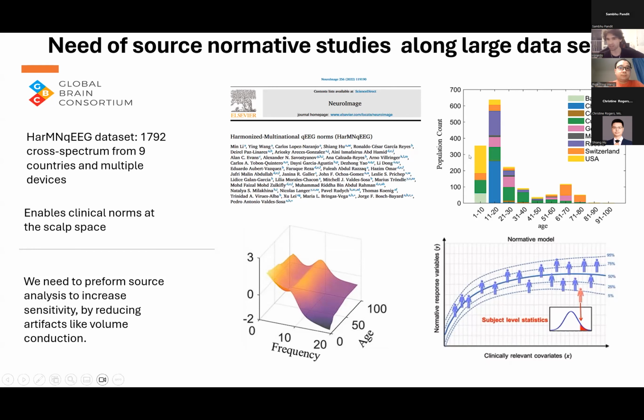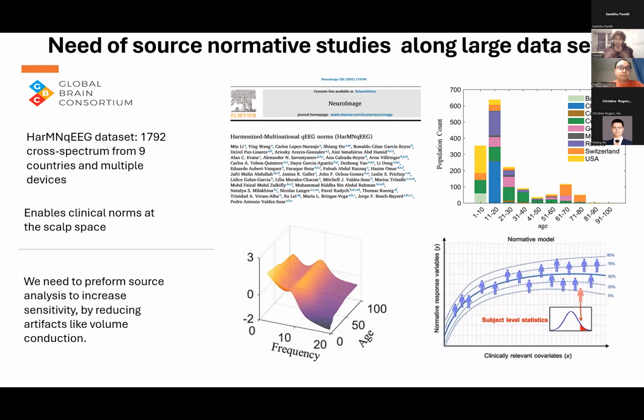We can see here on the right the histogram of the population distribution against age, and basically what we were able to prove in the harmonic EEG paper is that from the cross spectra in the scalp, you can elaborate clinical norms that allow you to classify different types of pathological subjects.